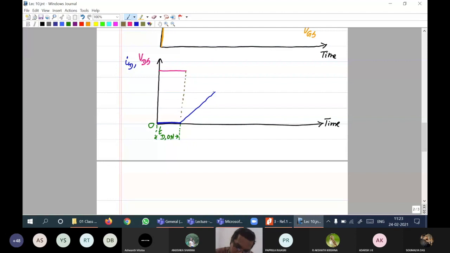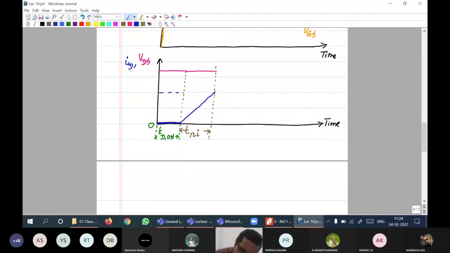There won't be worms. Worms are there because I am using this laptop screen which doesn't have friction. So when you use a blackboard or a paper, it should be fine. Okay, so this is ID. And this time interval is current rise time, TRI, during which current rises, ID rises, but voltage stays there. Drain source voltage, no change happens.